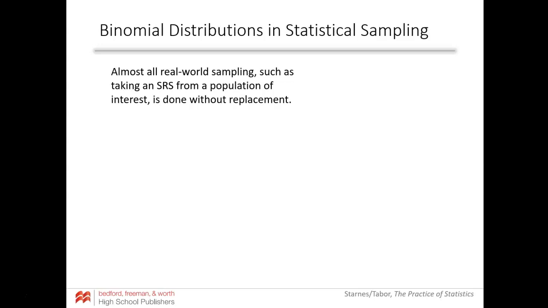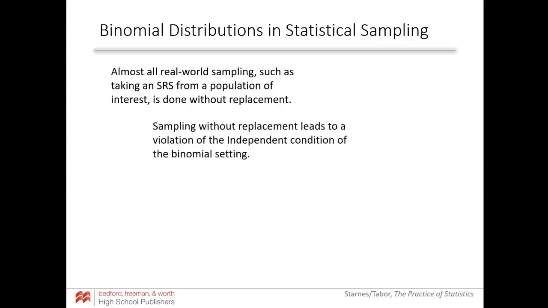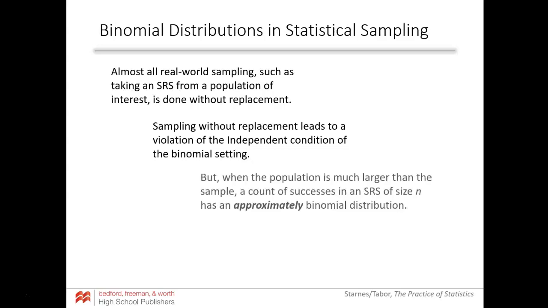Almost all real-world sampling, such as taking an SRS from a population of interest, is done without replacement. Sampling without replacement leads to a violation of the independence condition, though, in the binomial setting. But when the population is much larger than the sample, the count of successes in an SRS of sample size n has approximately a binomial distribution. So what they're saying is if your sample size is small enough in comparison to your large population, it still behaves approximately appropriately for the distribution.